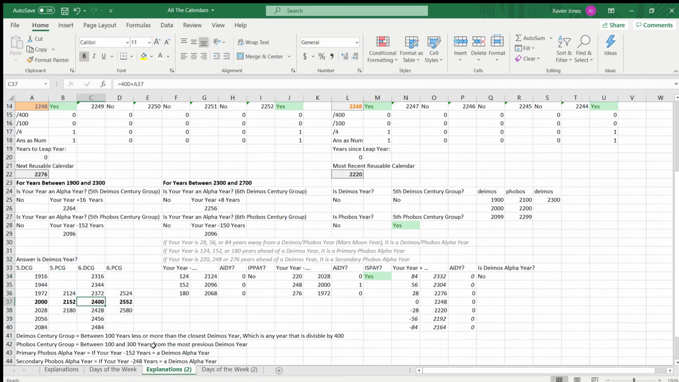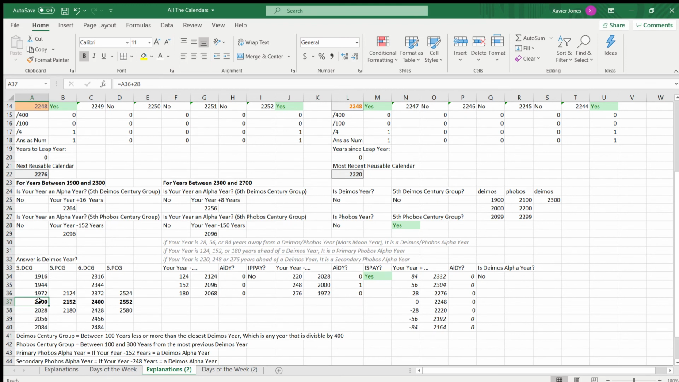These are two different pairings. Right here, we just simply subtract 28, and we can see for our fifth Deimos century group, because I basically just counted how many centuries it has been, which as far as math goes is 28 times... I forgot what it was exactly, but I definitely did some math for it. We're going to just ignore that.